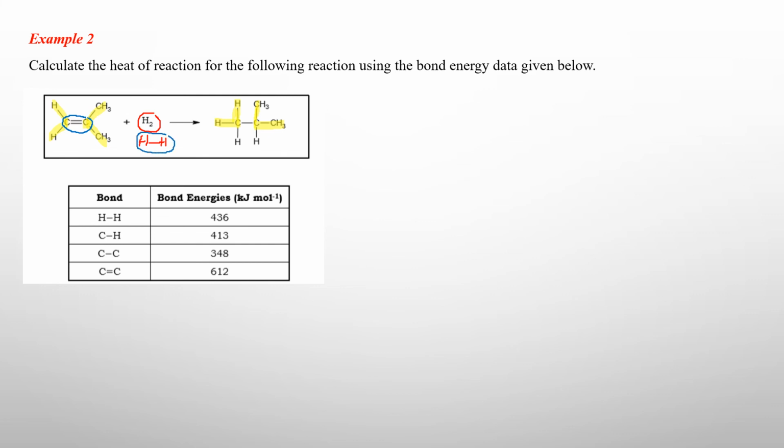So 1 multiplied by 612, which is the value given there, plus hydrogen-hydrogen bond, one of that multiplied by 436. Add this up and we get a bond energy of 1048 kilojoules of energy that is being absorbed in order to break these bonds.